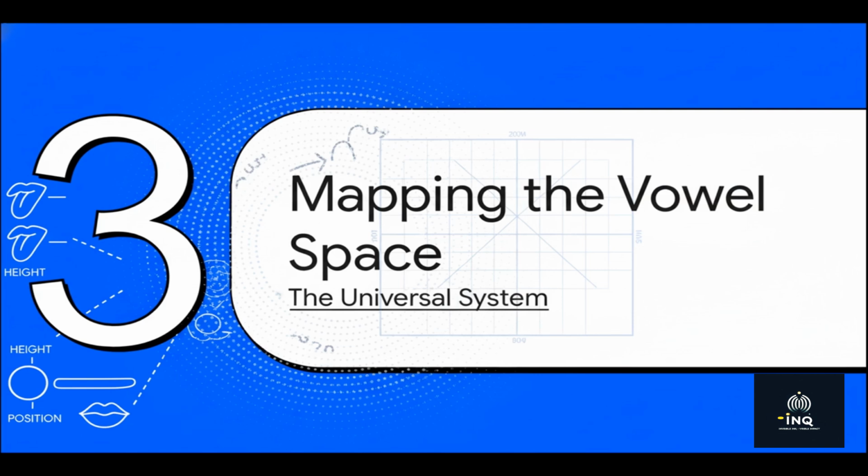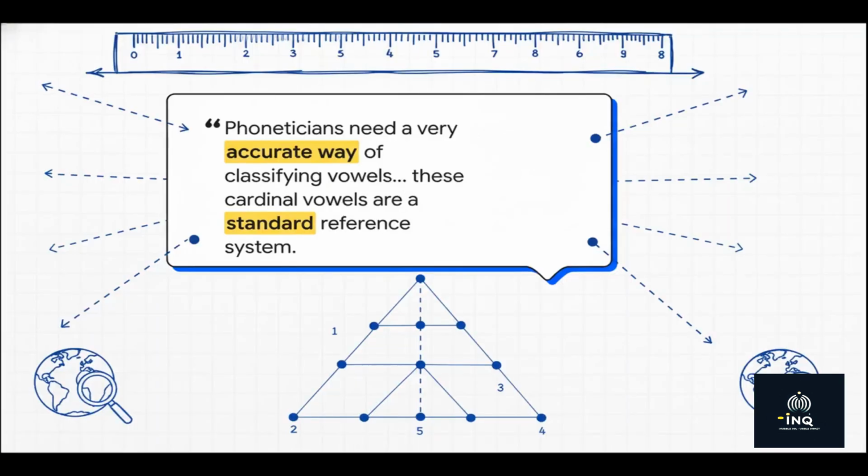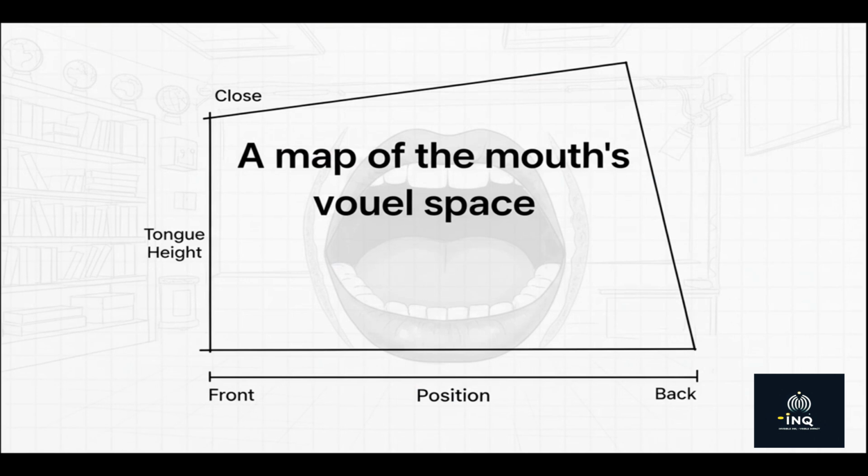Well, phoneticians, the scientists who study speech sounds, needed a standardized way to do this, a universal system that would work for every single language. And this quote really gets to the heart of why this whole system was created. It's not just about English or any one language. It's a universal tool. The whole goal was to create a set of fixed reference points, kind of like the latitude and longitude lines on a map, that any linguist anywhere in the world could use to accurately describe and compare vowels. And that brings us to this beautiful thing, the vowel quadrilateral.